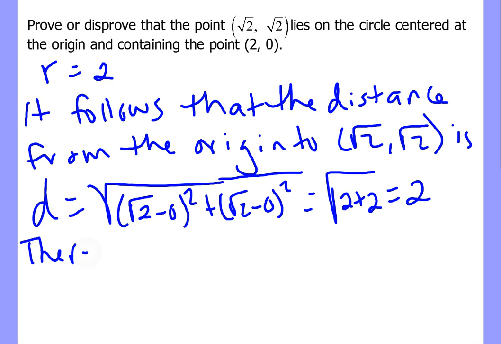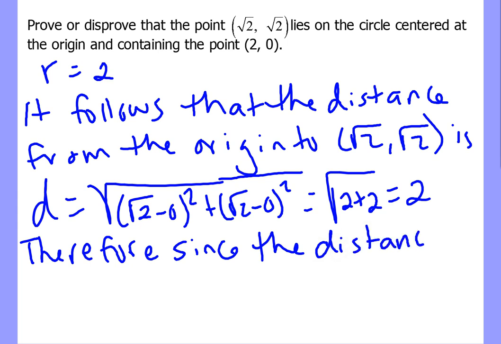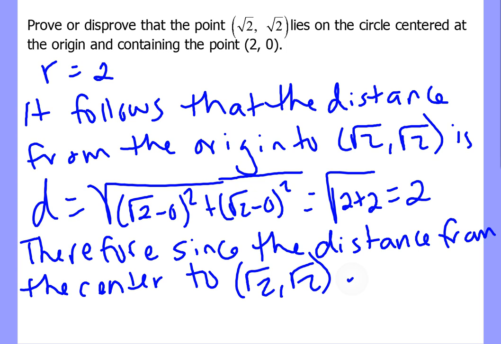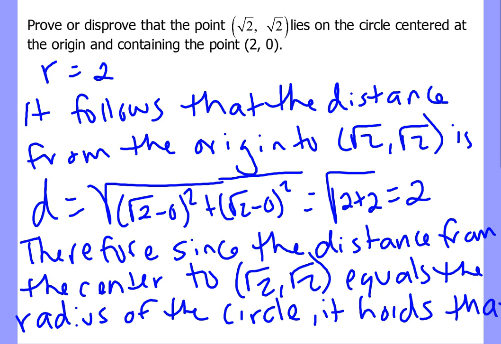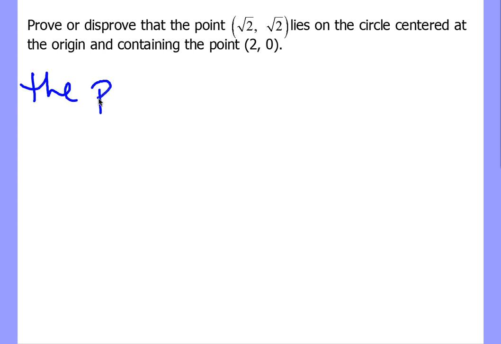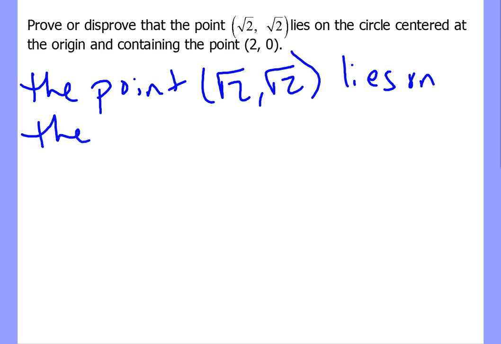So I would say, therefore, since the distance from the center to root 2 equals the radius of the circle, it holds that the point root 2 lies on the given circle. Close proof.